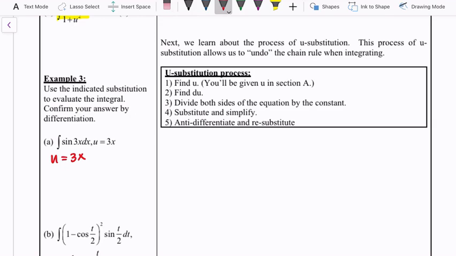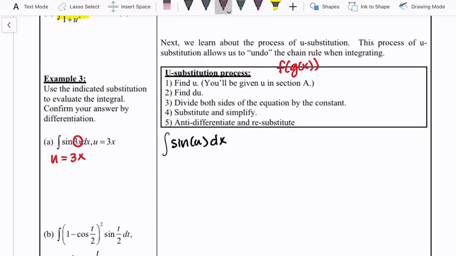Remember, the chain rule is used when we have something like f of g of x. We have a composition of functions. So that u is really what that inside function g of x is. So we're going to take that out so we can replace it with u. So we're going to have the integral of sine of u dx.